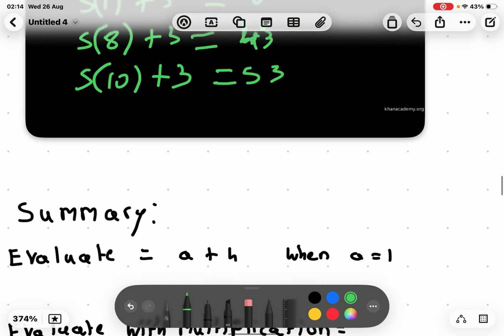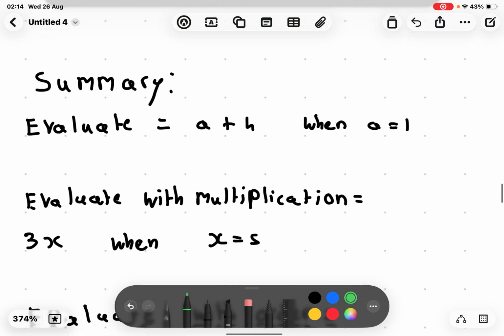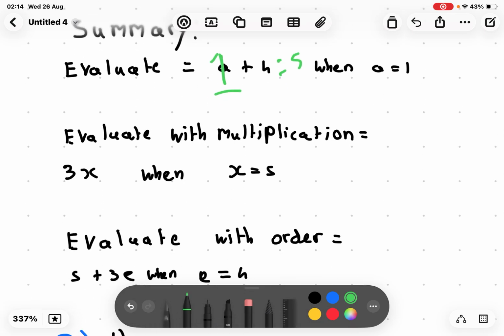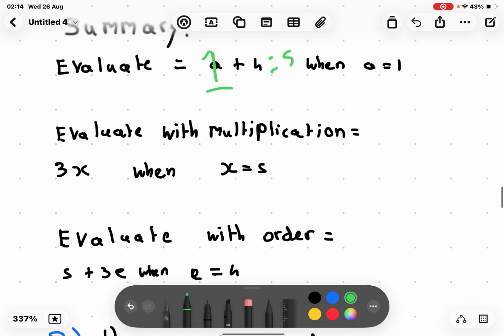So the summary of the whole video is that when you're evaluating an expression, you genuinely have to know what it is. Sometimes they will give you a question that's a small puzzle, but you just replace the variable with the number. And when it's evaluating with multiplication, you put brackets around it and switch the number.